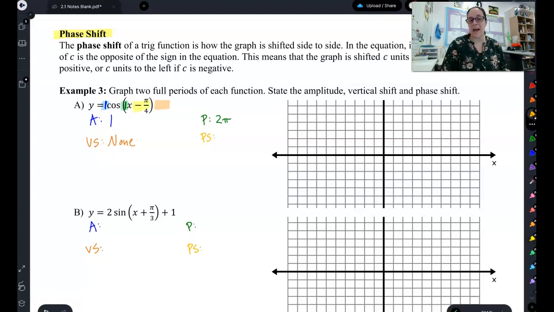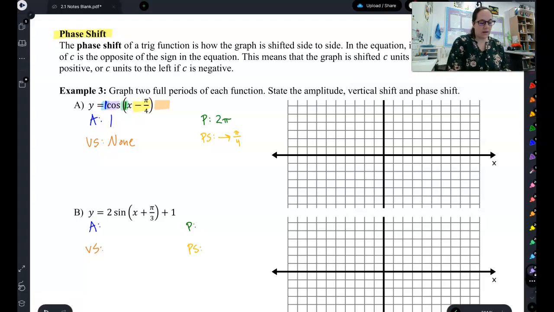Phase shift is adding or subtracting inside. And don't forget, because it's inside, it's opposite direction. So, because it's inside, it's left or right, and it's opposite. So this is actually going to move right pi fourths. And don't forget the direction attached to that pi fourths, either right, R-I-G-H-T, or you can draw an arrow going to the right, so I know that you understand that.